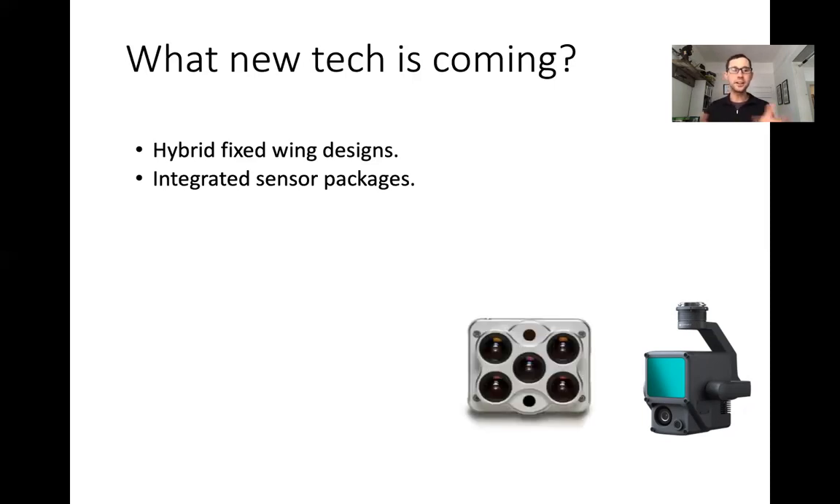This is another integrated sensor package. This is a MicaSense Altum. The 5 big lenses that you see are regular cameras that are sensitive to red, green, blue, red edge, which is between red and near infrared, and then infrared.